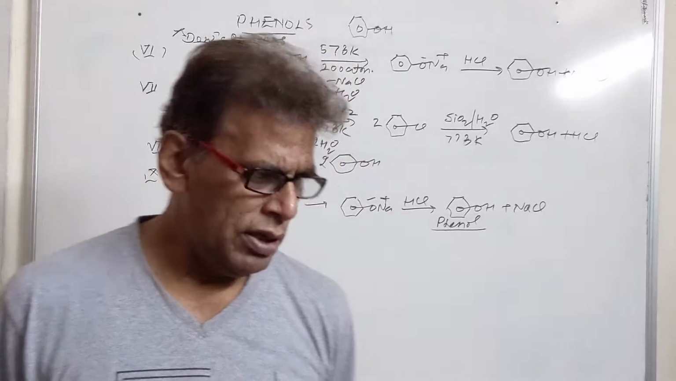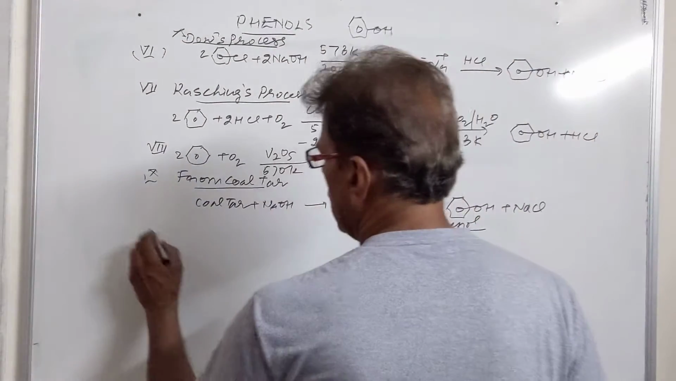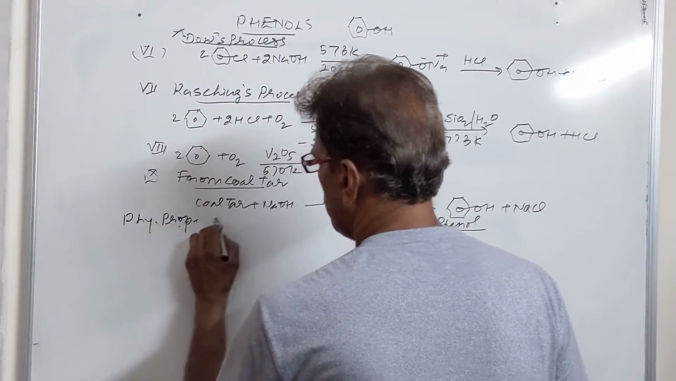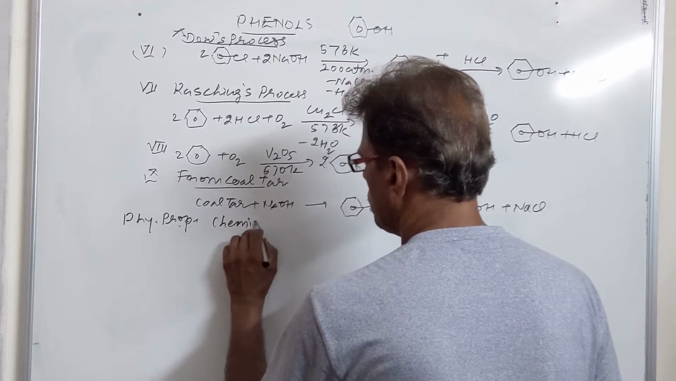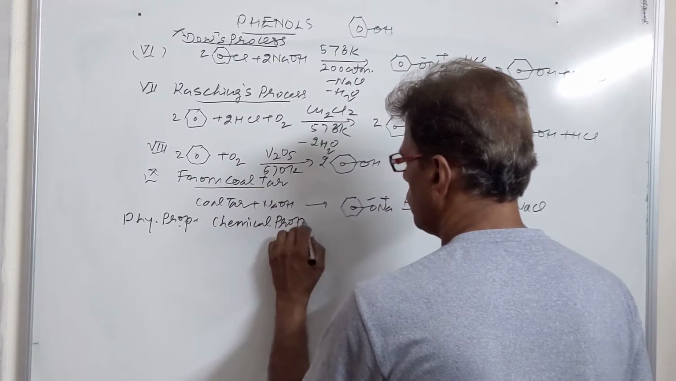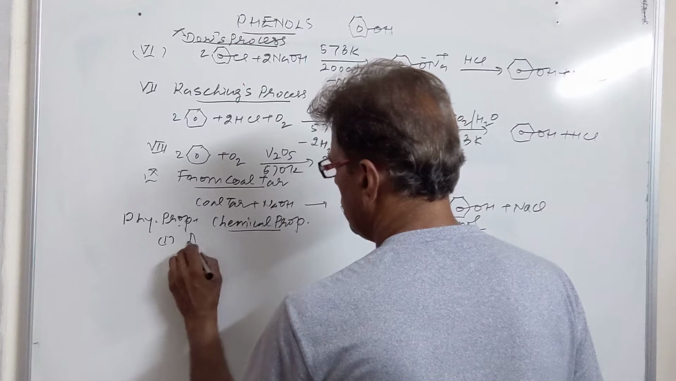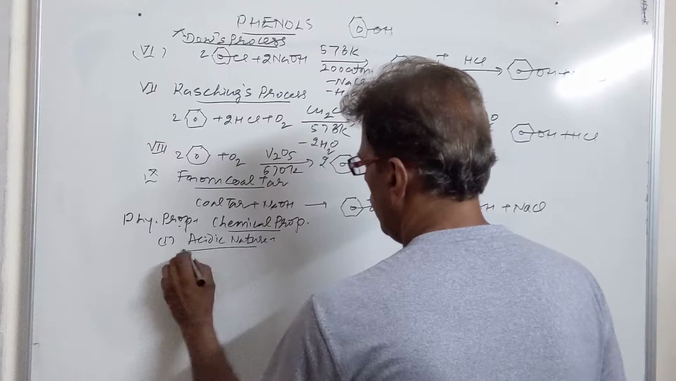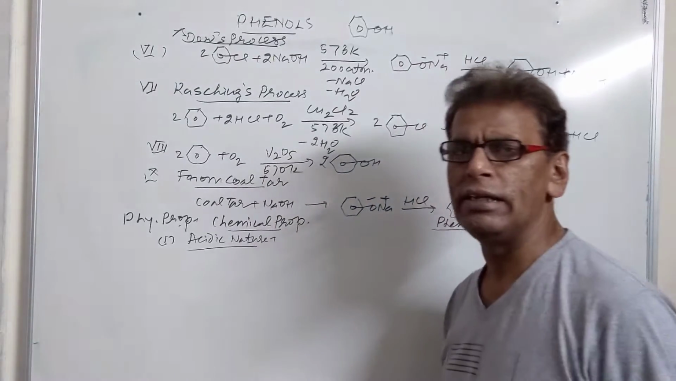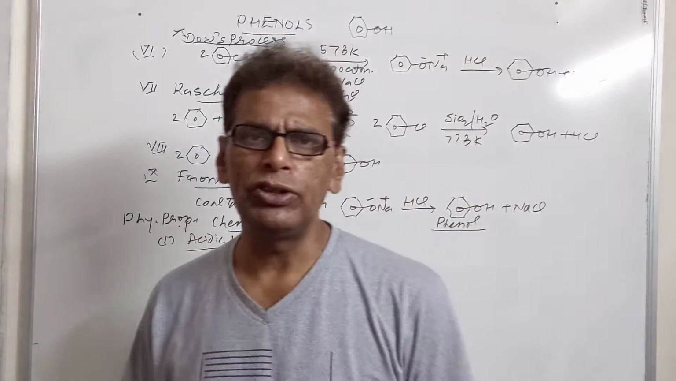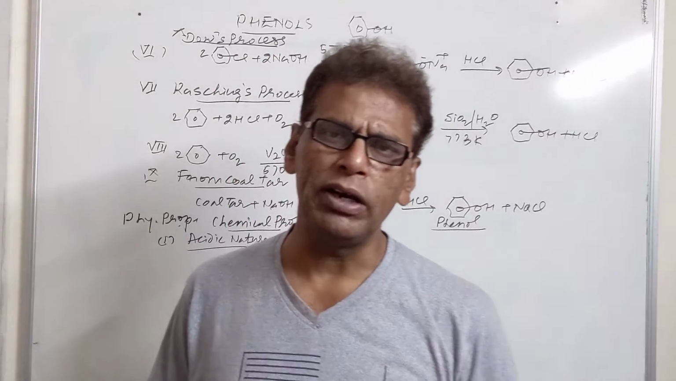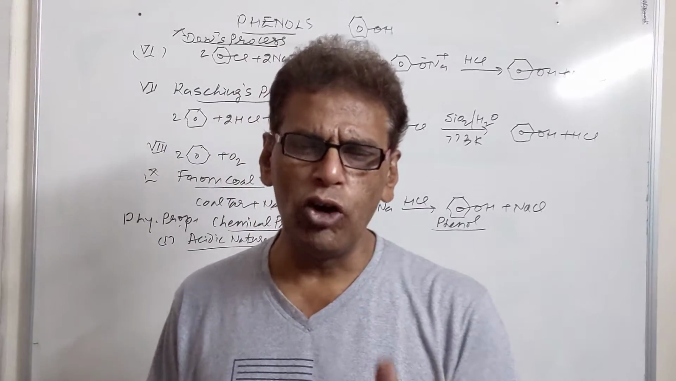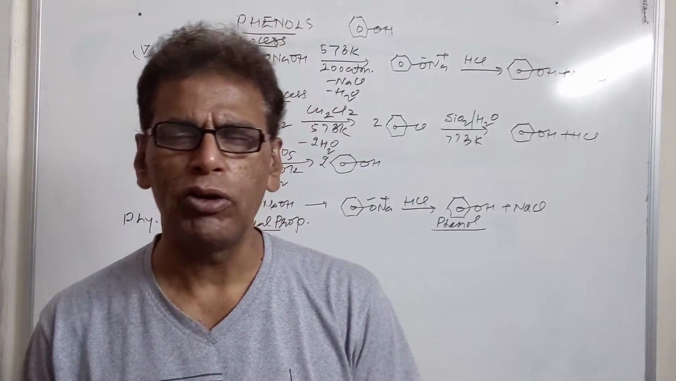Then we come to the acidic character of phenol. After doing physical properties, we come to the chemical properties. First is the acidic nature. Phenols are showing resonance. Due to resonance, the carbon-oxygen bond of the phenol acquires double bond character, and the OH bond acquires more polarity. When the OH bond is more polar, it is capable of releasing a proton more easily.